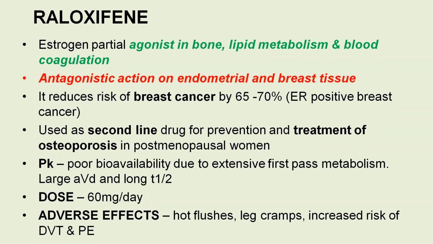See, this drug exhibits a high first-pass metabolism because of which its bioavailability is very poor. It has a large volume of distribution. It has a long plasma half-life because of which it can be given as a single dose per day, 60 mg per day. Then adverse effects are hot flushes, leg cramps, increased risk of DVT and pulmonary embolism.